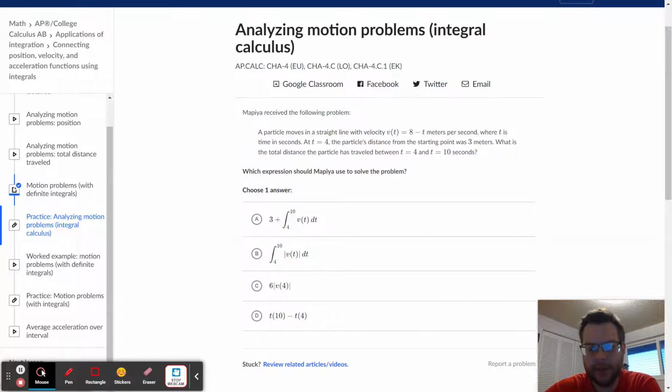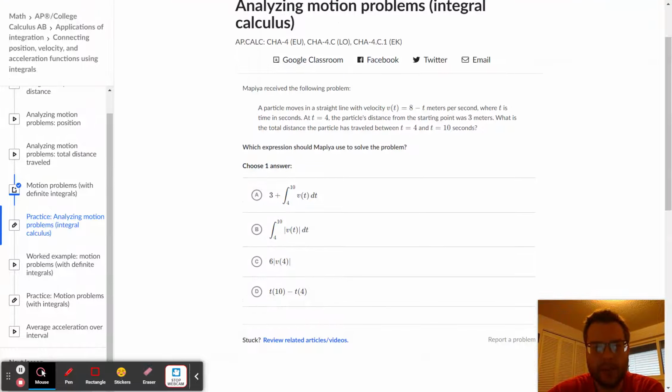All right, so here is a couple walkthroughs of the sorts of problems you'll see on the last couple links. So we have here a particle moving in a straight line. We're given the velocity, and then we know the distance at t equals 4 was 3 meters. And we want to have the total distance the particle has traveled between t equals 4 and t equals 10 seconds.